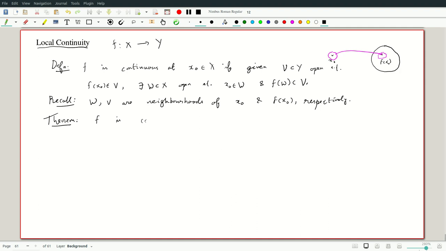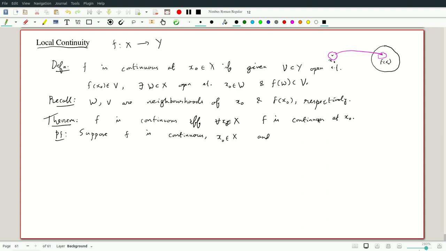f is continuous if and only if for all x0 in X, f is continuous at x0. So first of all, let's see the direction where f is continuous. Suppose f is continuous. We want to show it's continuous at every point. And let's pick a point, so we'll pick a point x0 in X.